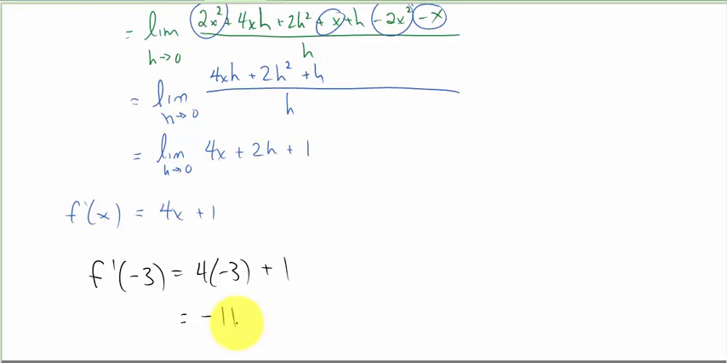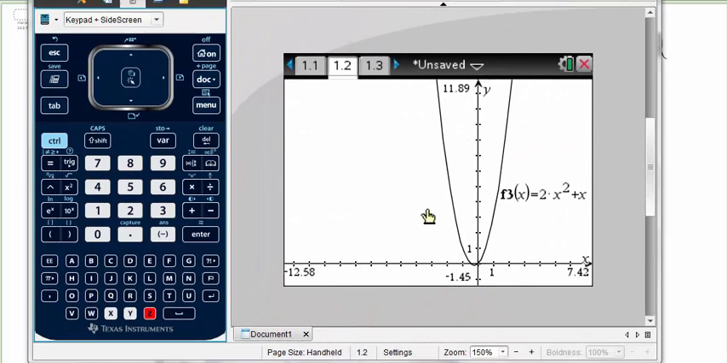Let's go to the graphing calculator and have a look at this visually. So graphing our function, we see this, and here's x equals -3, and it does look like that graph is pretty darn steep right there. If we were to draw a tangent line at x equals -3, we'd have a very steep line that's going down, that's decreasing.